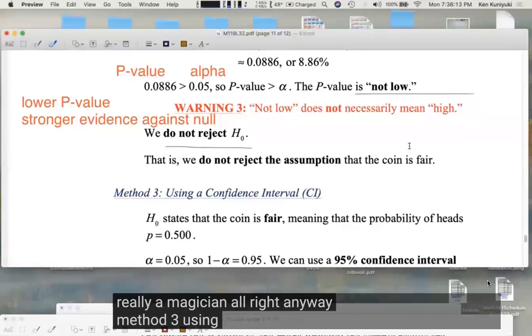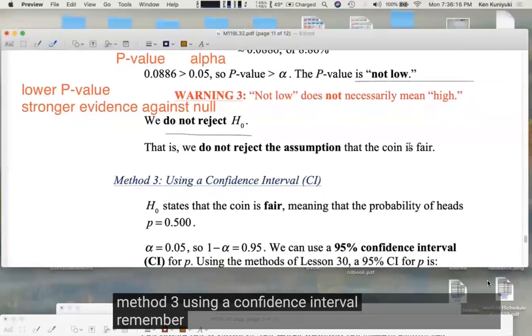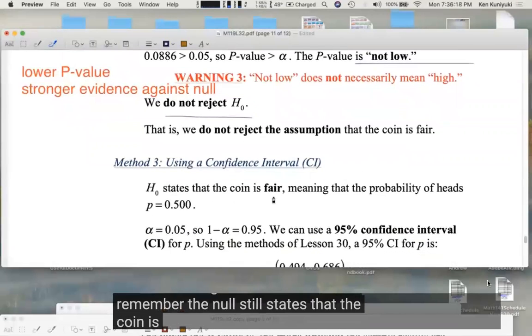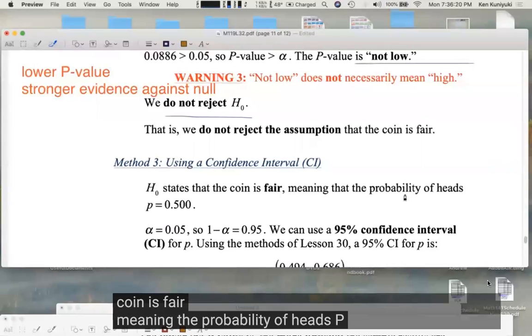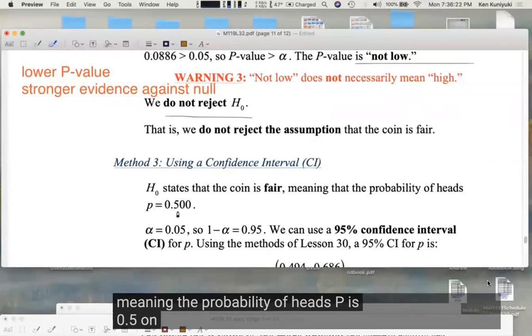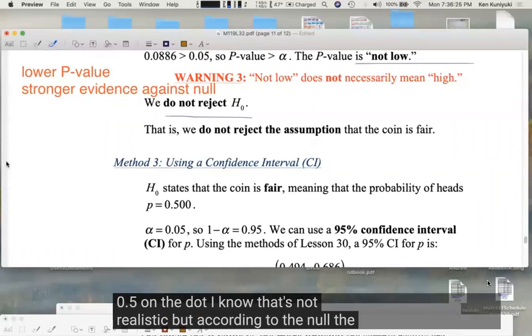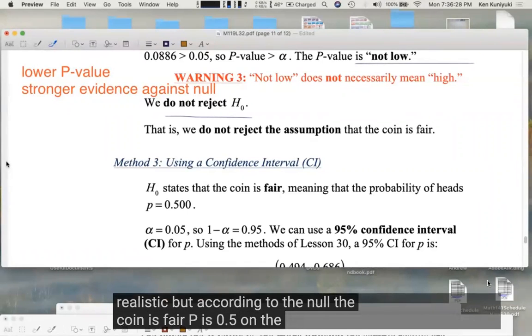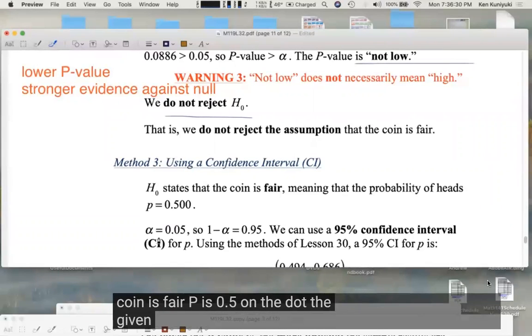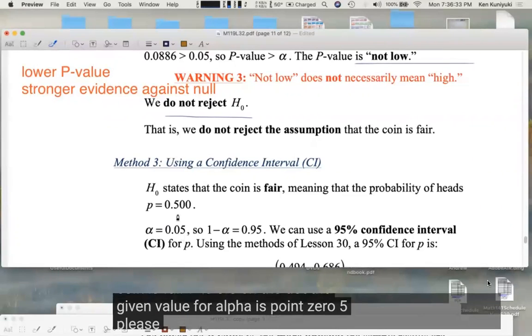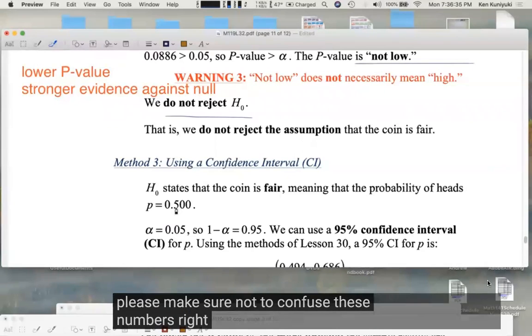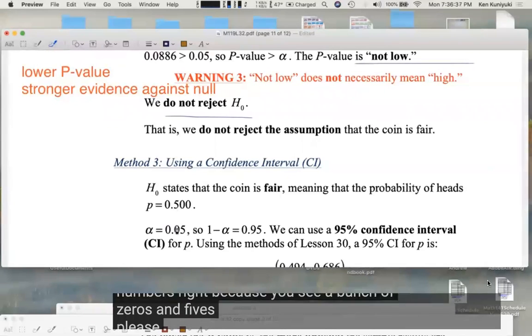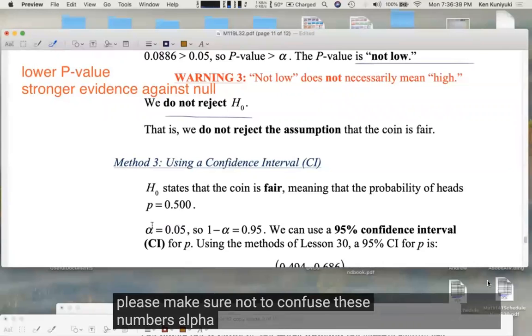Method 3, using a confidence interval. Remember, the null still states that the coin is fair, meaning the probability of heads, p, is 0.5 on the dot. I know that's not realistic, but according to the null, the coin is fair. P is 0.5 on the dot. The given value for alpha is 0.05. Please make sure not to confuse these numbers, because you see a bunch of zeros and fives. Alpha is 0.05 or 5%.